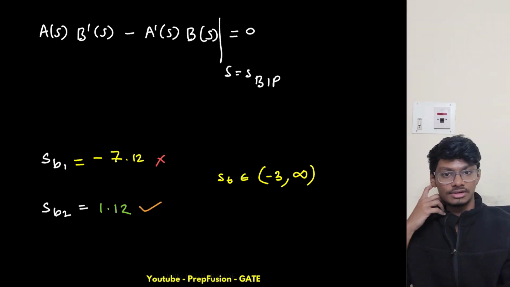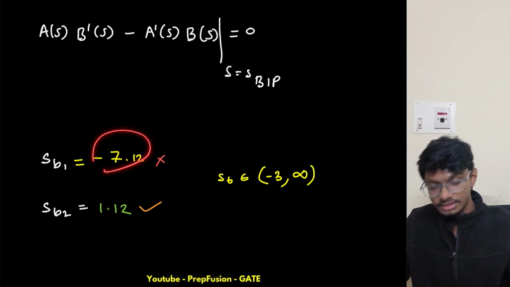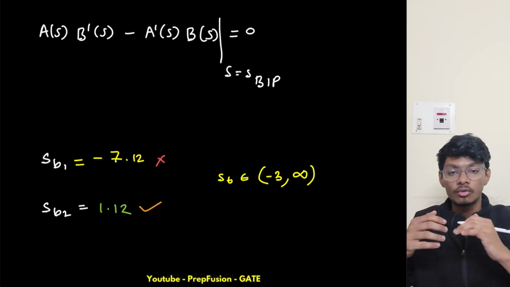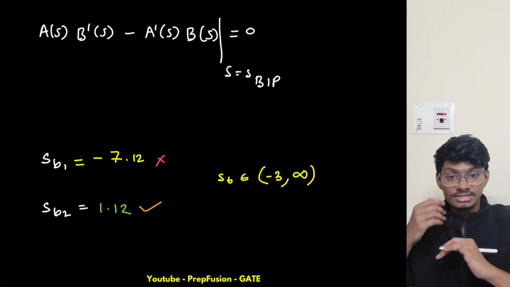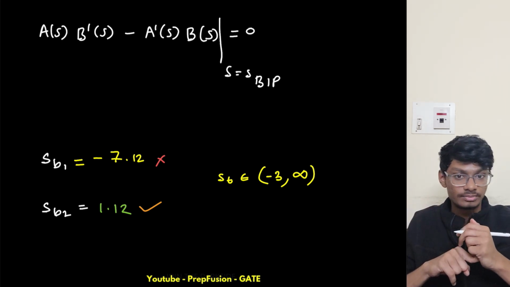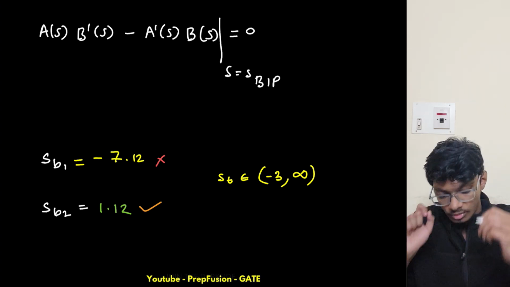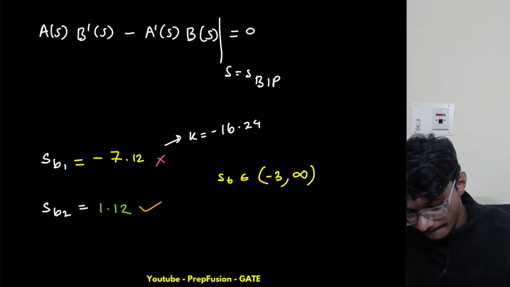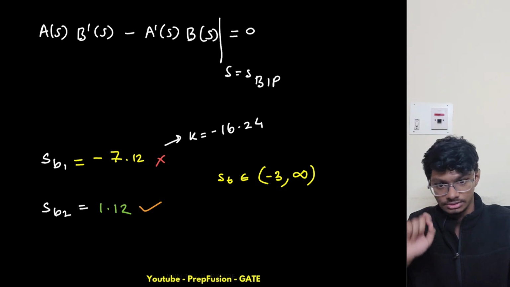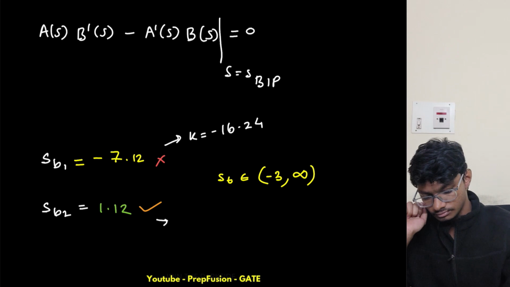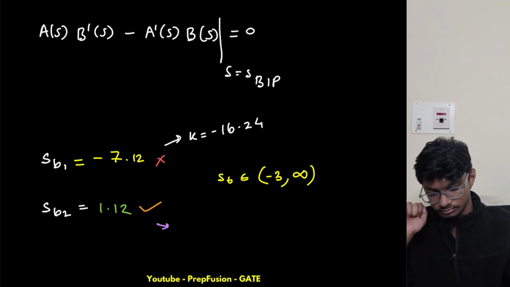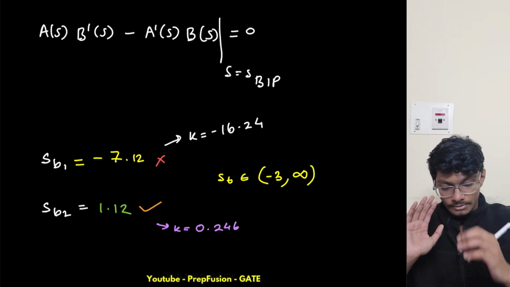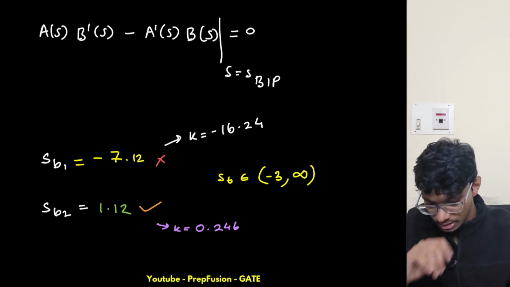So if this is lying in this range, what is the value of my k here? In the same question with negative feedback, you would have seen that the k value was plus 16.24. Here the k value will just change its sign. As mentioned in the previous lecture, k is not equal to minus b upon a, k is equal to plus b upon a. So for this particular value, k will become minus 16.24, and for the second breakpoint, k will simply become 0.246. Yeah, it is positive, so this is a valid breaking point. I hope you understood that.